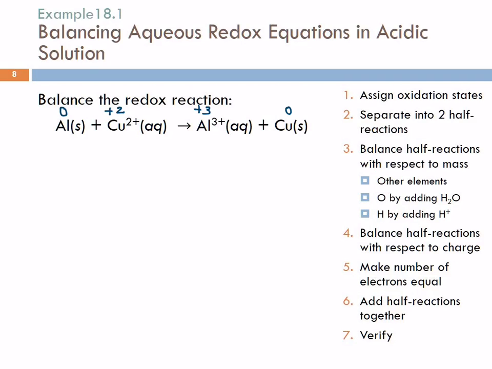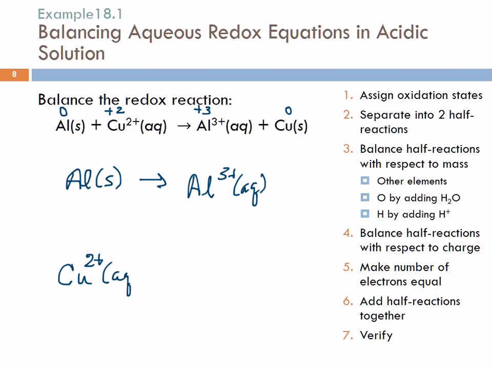So here we've got the first one, we'll do aluminum going to aluminum 3+. So that's 1. And then we've got copper 2+ going to copper solid. Okay? Then we need to balance with respect to mass. Elements besides hydrogen and oxygen first.